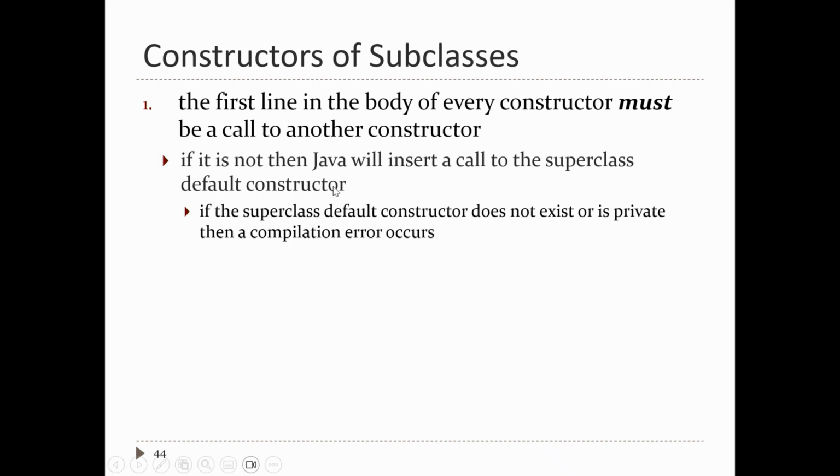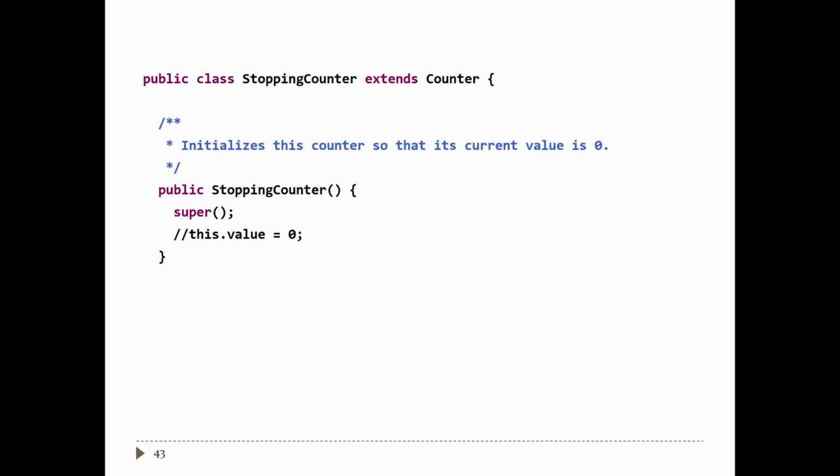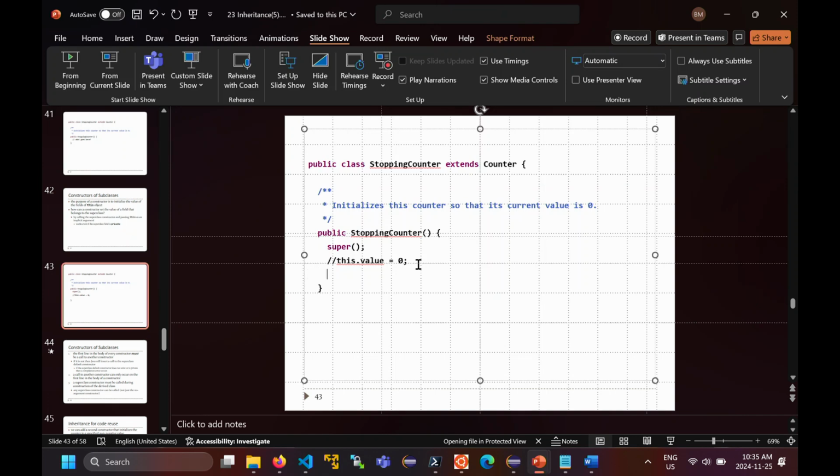Okay, so rule number 2. The only place you can call a constructor from inside a constructor is on the first line. By that I mean that the only place you can use this round brackets something or super round brackets something inside a constructor is on the first line. That first line must be a call to another constructor, and that's the only place you can call another constructor. Now, that's not to say you can't call another constructor using new.